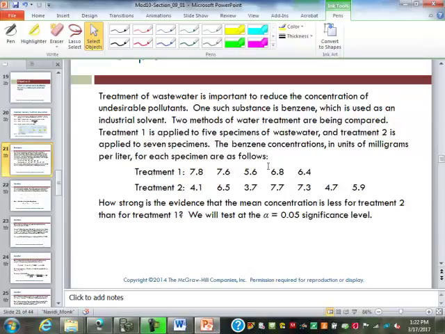So this time we're looking at wastewater treatment. We have treatment 1, we have the levels of benzene in those samples, and then treatment 2, the levels of benzene. We want to know how strong is the evidence that the mean concentration is less for treatment 2. So we're trying to see that treatment 2 is less. So H0 is that those two means are going to be equal. The alternative is going to be that the mean for 2 is less, or I might word it as the mean for 1 is greater than the mean for 2.